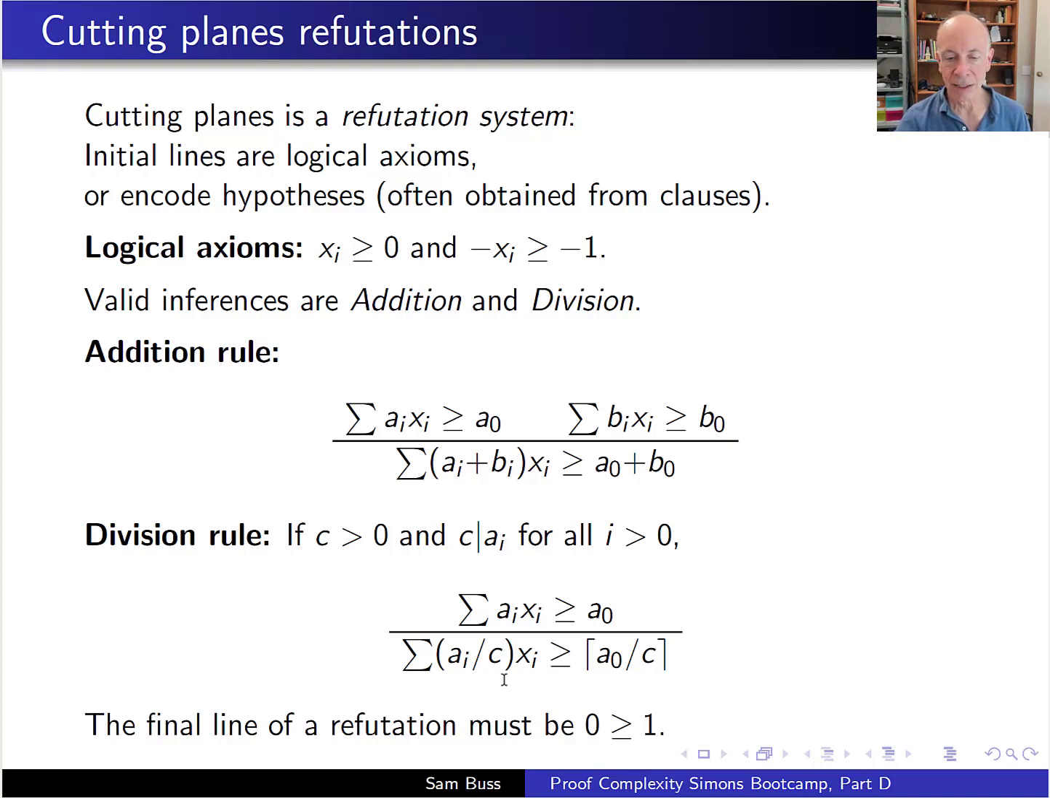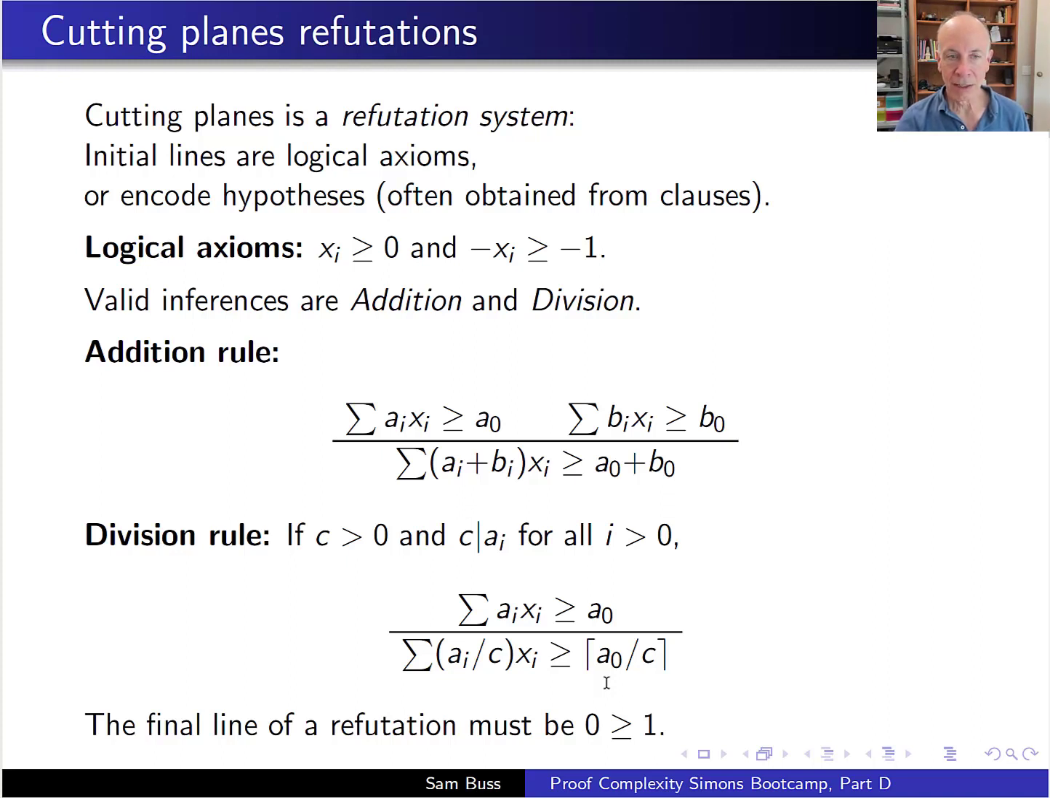And this is a valid inference because the ai over c's are all integers. The xi's are all integers, either 0 or 1. And so the left-hand side is an integer. And so if it's greater than or equal to a0 over c, it's also greater than or equal to a0 over c, rounded up to the nearest integer.